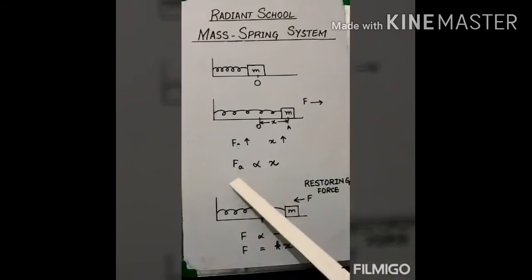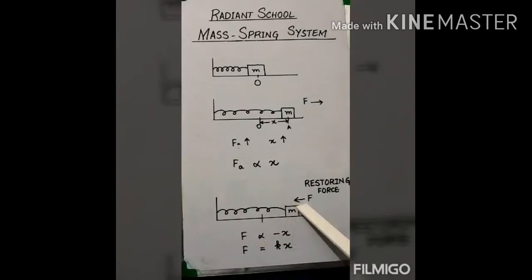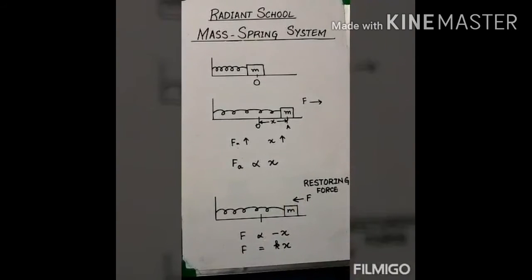So if applied force was directly proportional to X, we can say that restoring force is directly proportional to minus X according to Hooke's law. This minus sign shows that the direction of this force is opposite to the applied force. If you change this proportionality into equality, it will become F is equal to minus Kx, where K is the proportionality constant.